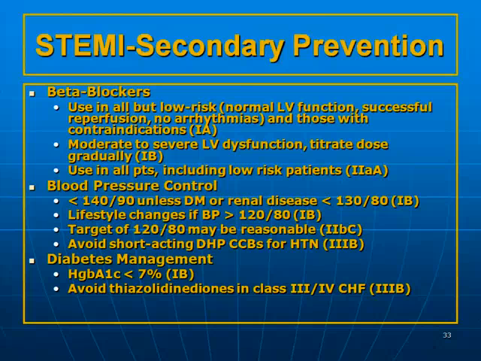Blood pressure control, ideally less than 140/90 unless it's diabetes or renal disease, and then it's 130/80. If they've got LV dysfunction, it's actually less than 120/80 now. And again, avoid using calcium channel blockers, especially short-acting immediate release drugs, to treat hypertension. Diabetes management, I mentioned earlier, A1Cs less than 7 are still recommended. And be careful with thiazolidinediones in patients that have class 3, class 4 heart failure. They're contraindicated in that setting.